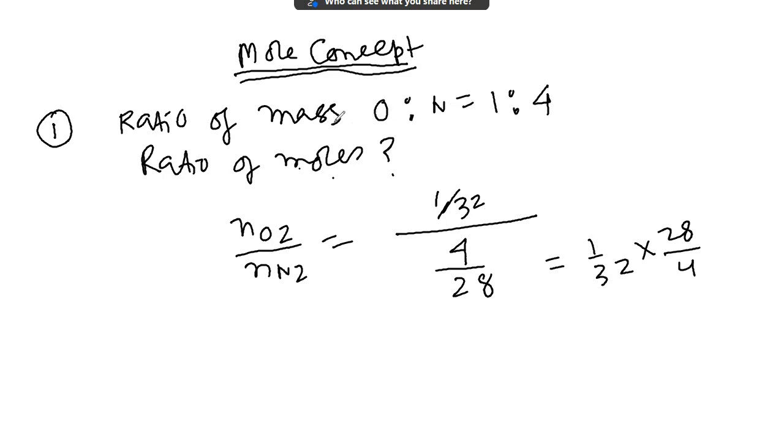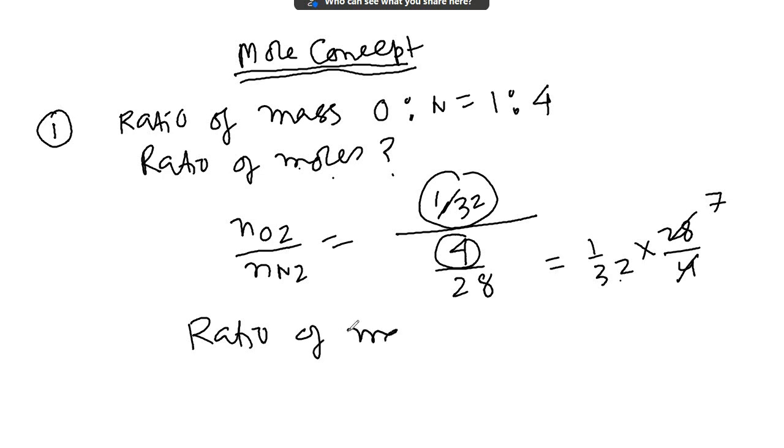The ratio of the mass is given as 1:4. Moles of oxygen will be 1 by 32. For nitrogen, it will be 4 by 28, as the molar mass is equal to 28. So it will be 1 by 32 into 28 by 4. So it becomes 7. So in this case, the ratio of the moles will be 7:32.